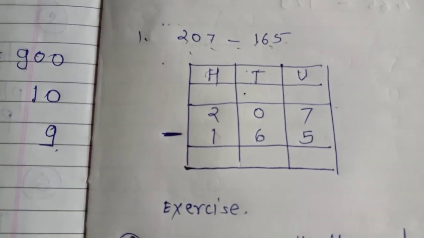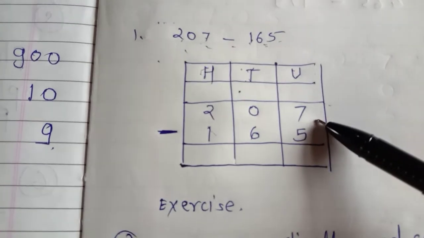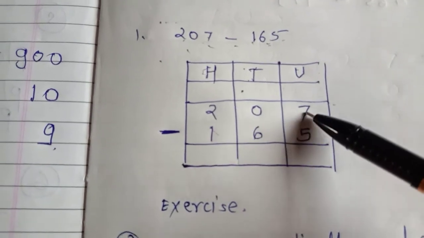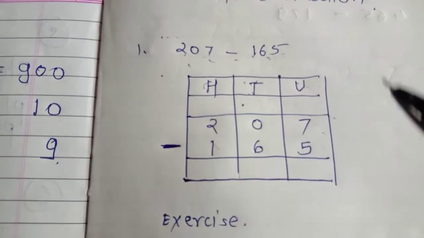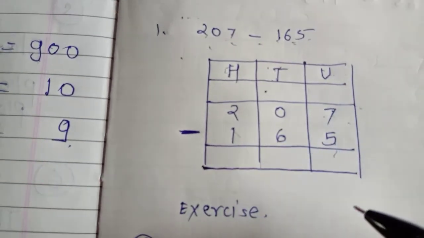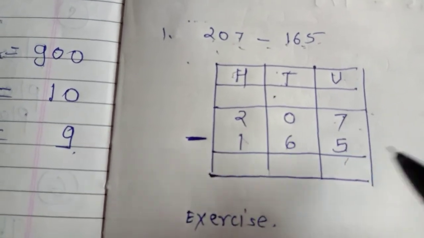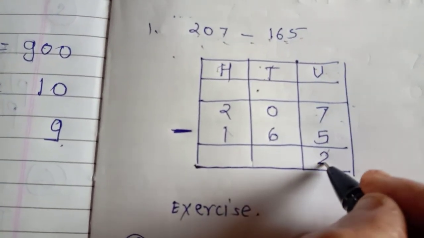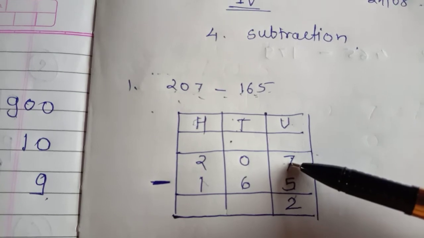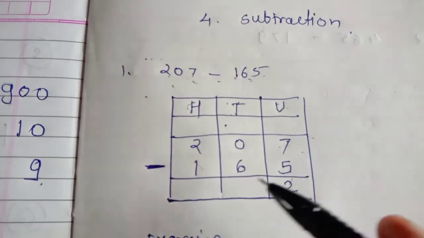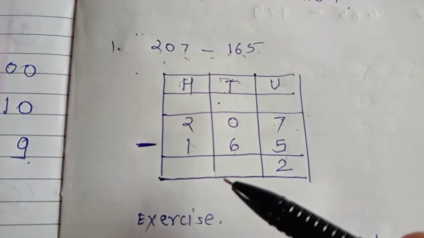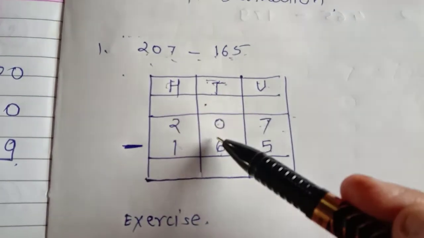Now look, first we will start from the unit place. Let us subtract 5 units from the 7 units. So we first subtract 5 units from the 7. So how many remains? 7 minus 5, that is 2 units are remaining. You can easily subtract 5 from the 7 because 7 is a bigger number, isn't it? Now next column is tens column. Look here, number is 6 tens minus 0 tens.